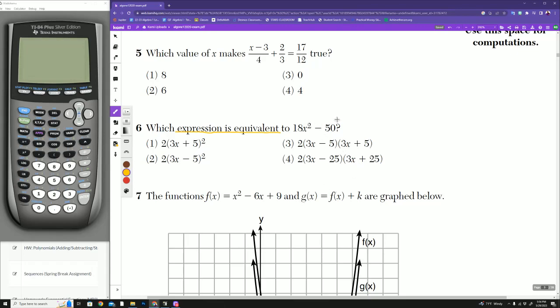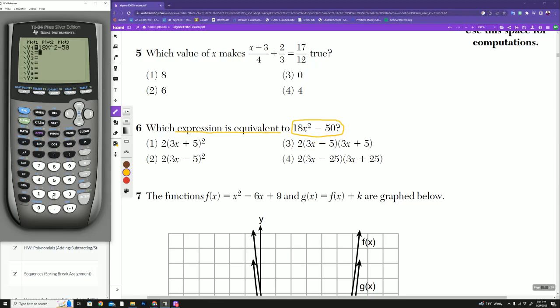Now what I'm going to do is I'm going to type this into the calculator. I turn the calculator on. I go to y equals, and over here, I'm going to type in 18x to the second power minus 50. It might look a little different on your calculator because your calculator should actually do the exponent. And in y2 I'm going to type in my multiple choice answers one at a time to see if I can figure out which one gives us the equivalent answers.